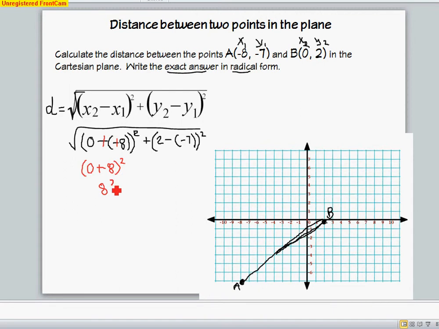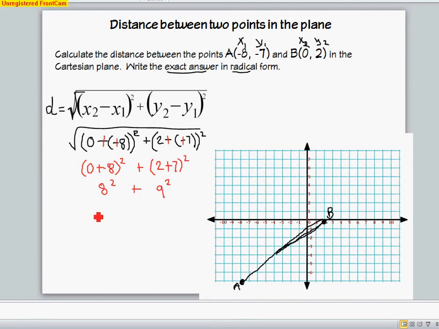And I'm just going to leave it here for a few moments. Remember, all of this is under that radical sign. I'm not going to keep writing it, but that radical sign is still there. This one is 2 minus a -7. Again, I don't want a subtraction problem. So I'm going to add the opposite. So this is now really 2 plus 7 squared. 2 plus 7 is 9 squared.